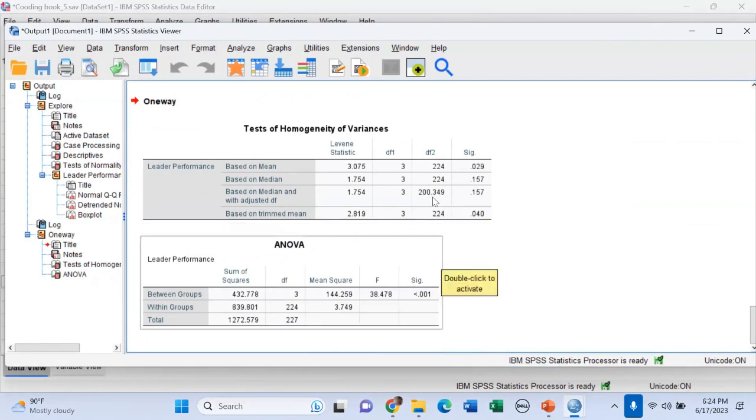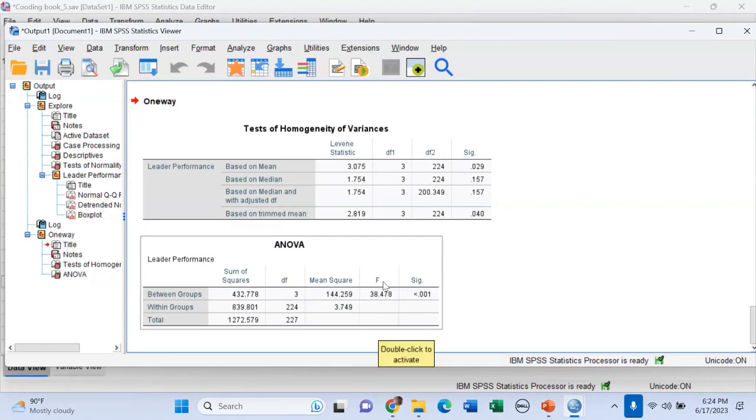Now, if you look at the ANOVA test, our significance value is less than 0.001. It means there is a significant difference between the groups. There is a significant difference between all four different groups. Now, how to read this particular table here?